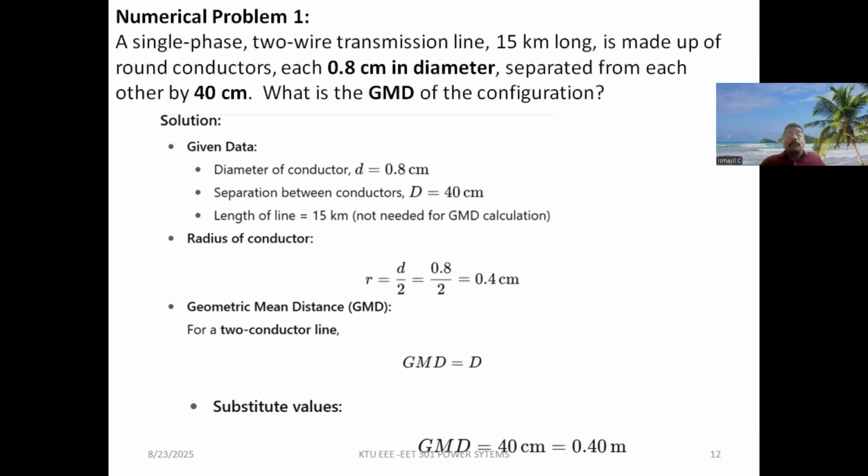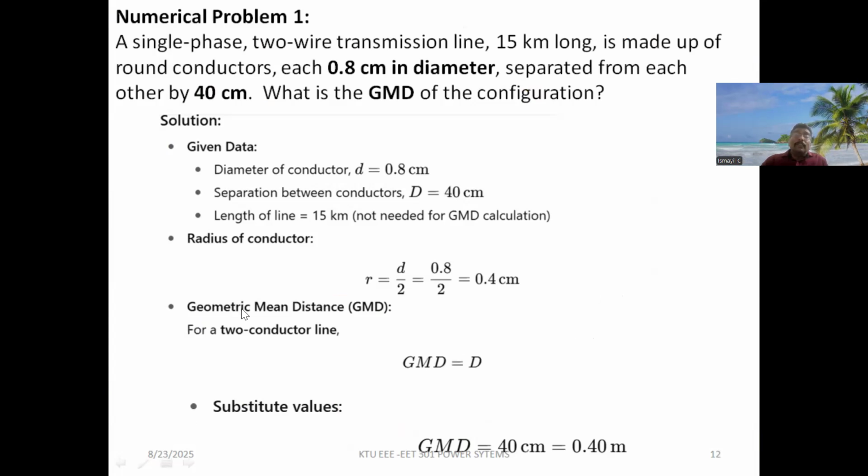So first, we have to note down the parameters given. Diameter of the conductor is given, D is equal to 0.8 centimeter. But we require radius, so we calculate radius D by 2, which is equal to 0.4 centimeter. Now, what is the distance between the conductors? That's also given. That is given by D is equal to 40 centimeter. Then the 15 kilometer length is not required for this particular calculation.